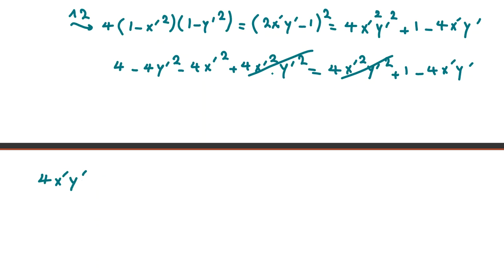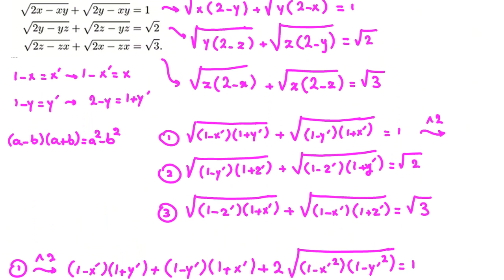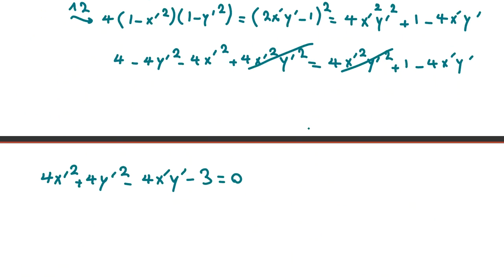So 4x prime y prime, or we can take it to the right side or left. Okay, it's okay. We take it to the left side. I prefer to move it to the right side. So it will be 4x prime squared plus 4y prime squared minus 4x prime y prime minus 3 equal to 0. So this is the first simplified equation. We've reached 1 to 3. Let's call it the fourth equation.